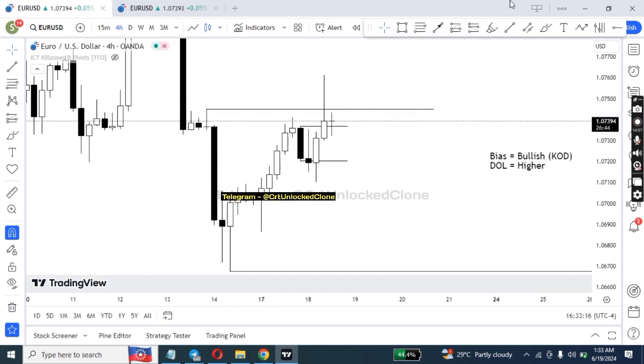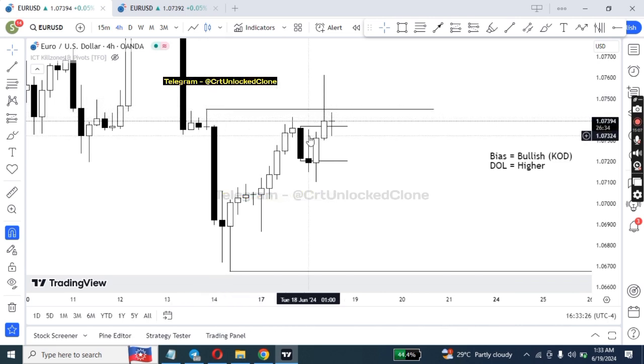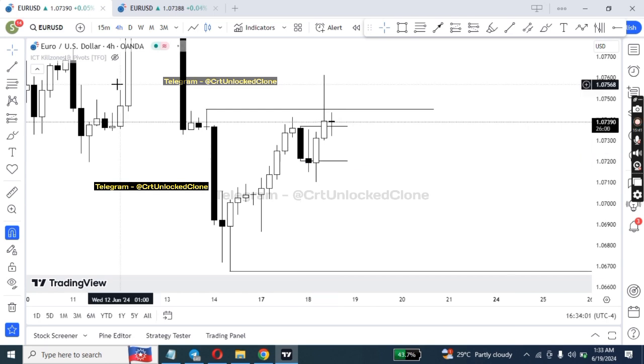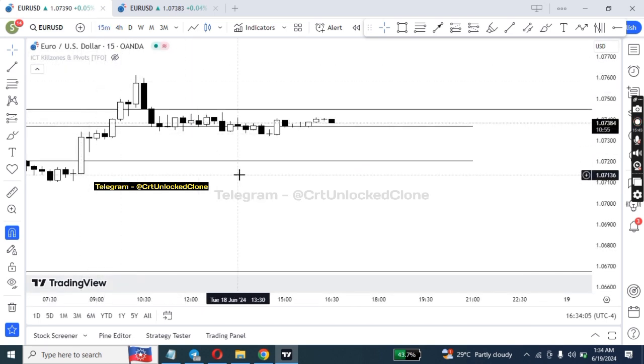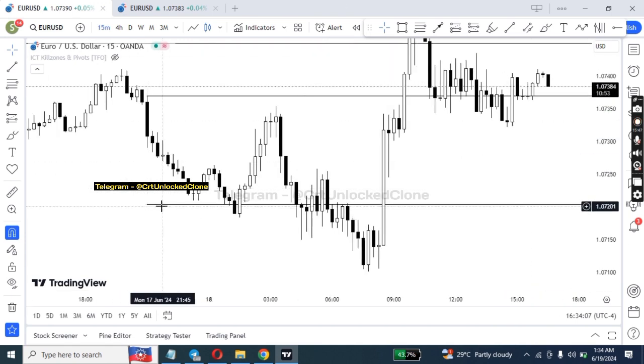Now obviously I'm expecting this range high to be taken right here. It can potentially act as our drawn liquidity, as a target, but my job as an intraday trader using CRT and turtle soup concept is to frame a trade idea within this CRT right here. Now we're going to go down to the 15-minute time frame and then see what happened here.